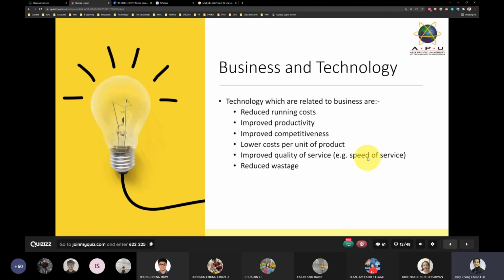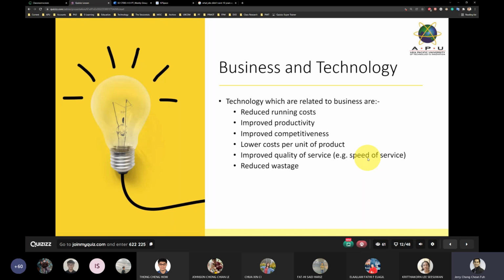As you will see here, reducing running costs, improving productivity. You are now seeing that being repeated many times, right? Improving competitiveness as well, for you to basically know what the competitors are doing and to do as well as them, if not better. Lowering cost per unit of product.